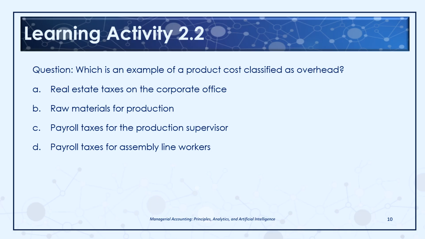Let's apply what we just learned. This question asks, which cost is an example of a product cost classified as overhead? Look at the answer choices and decide which one is related to production but indirect. Pause here and work through the activity. Once you've finished, check your answers with the solutions provided in the back of Chapter 2.